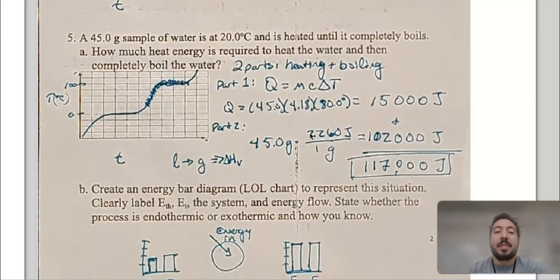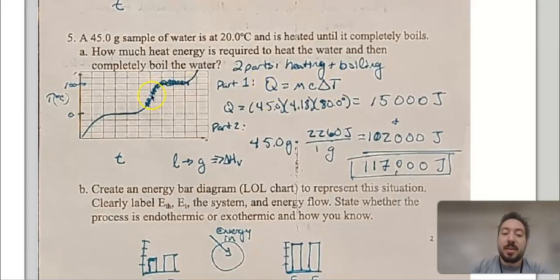Number 5, we have a 45.0 gram sample of water at 20 degrees Celsius that is heated until it completely boils. How much heat energy is required to heat the water and then completely boil the water? So we have two parts here now. We have a heating part, and we have our boiling point part. So part one, with just the heating, Q equals MC delta T.